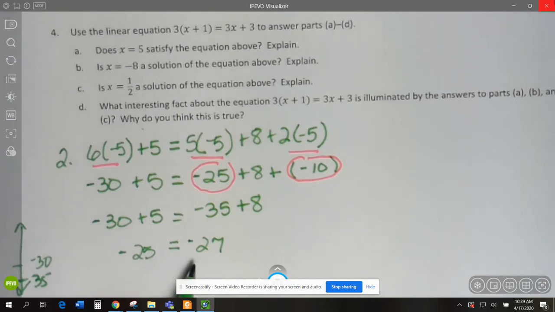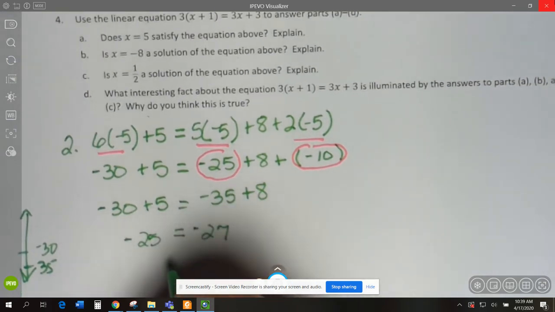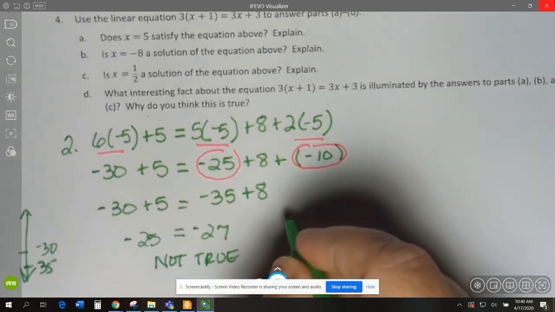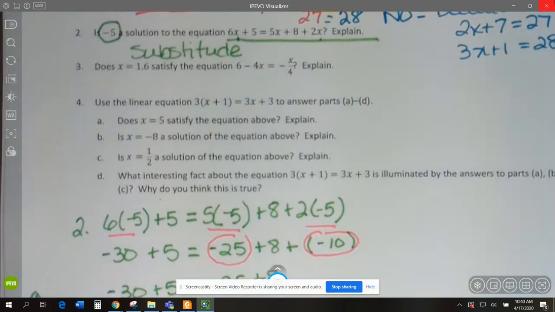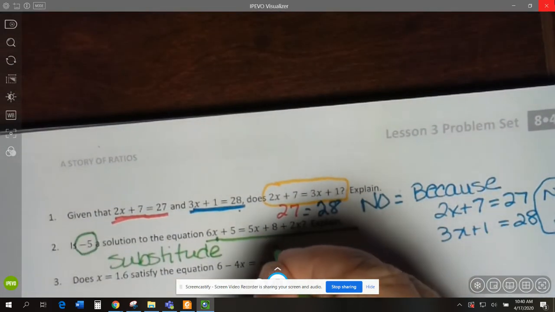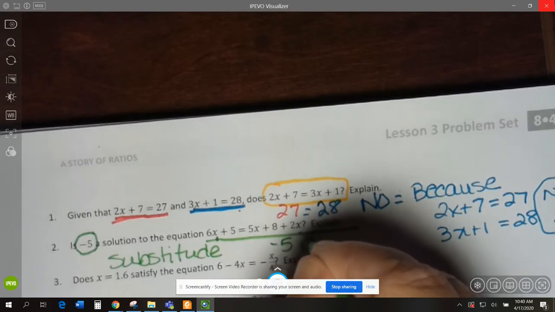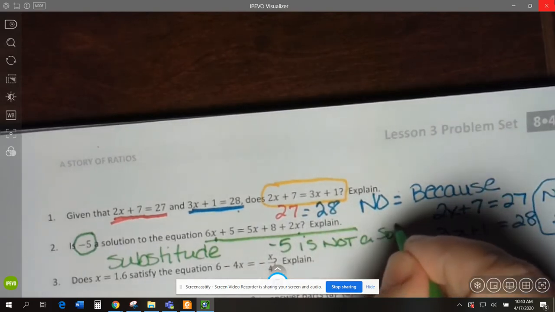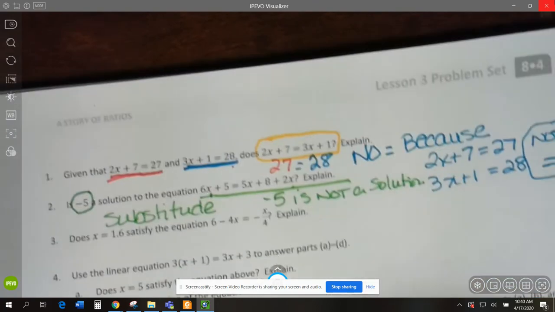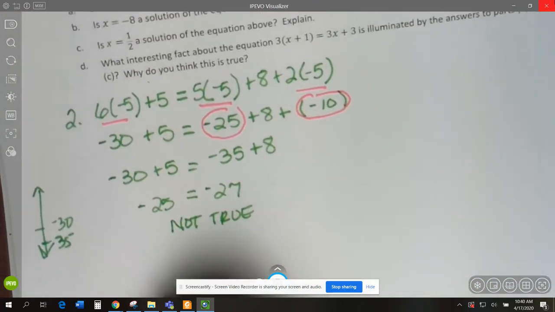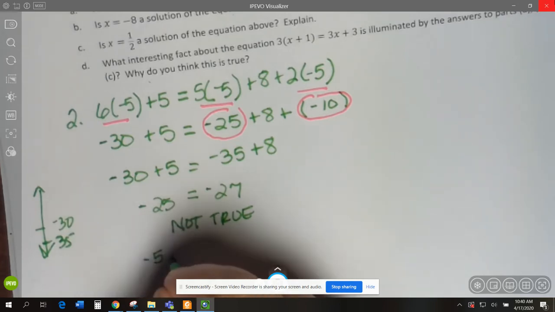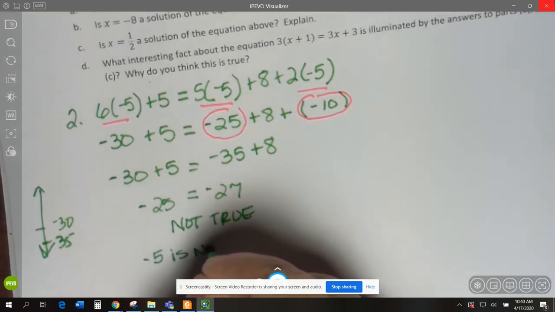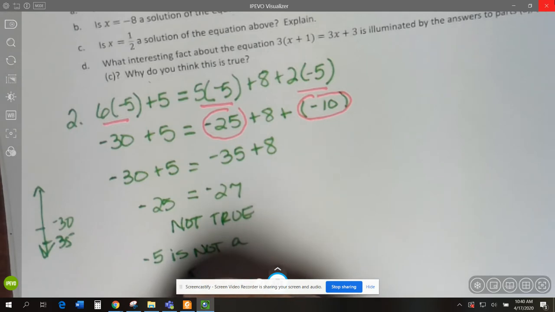Is negative 25 equal to negative 27? It's not true, right? Not true. So therefore, negative 5 is not a solution. You can put down here, not true, not a solution. -5 is not a solution.